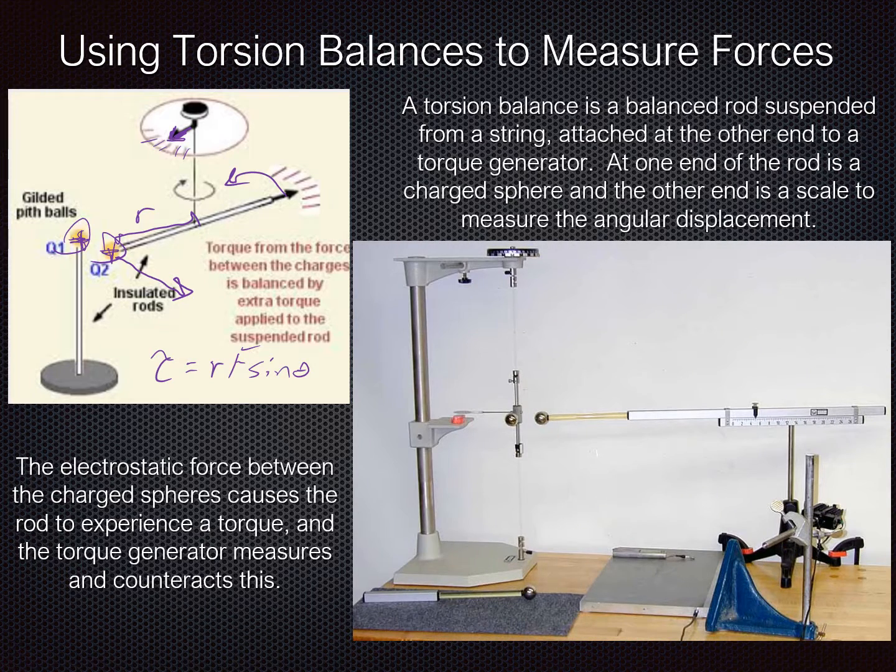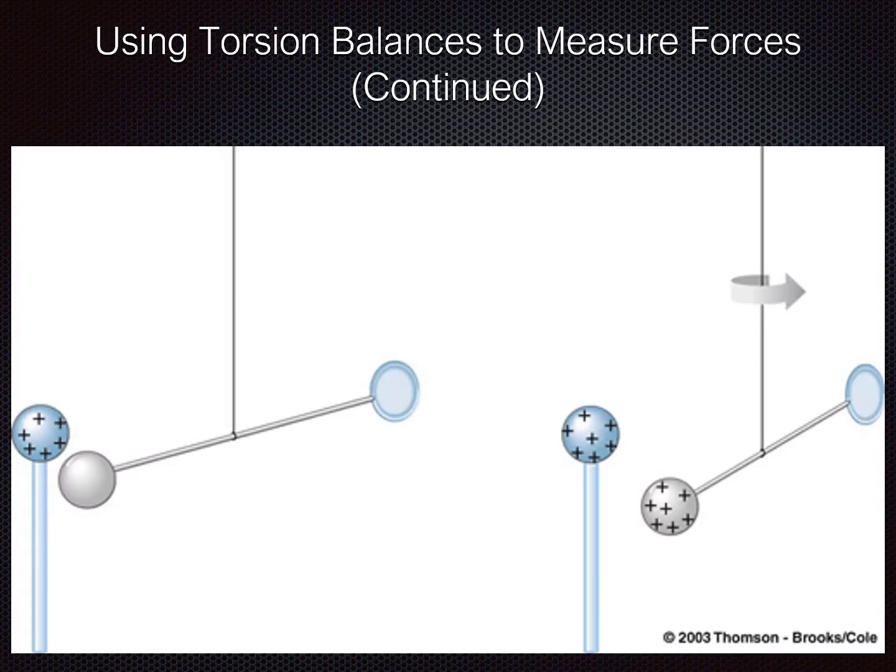So you can see here's a nice photograph of an actual setup of a torsion balance. And again, a torsion balance is a very sensitive machine that is able to get really, really sensitive values of these forces. Here we just have another example of an illustration of a torsion balance.